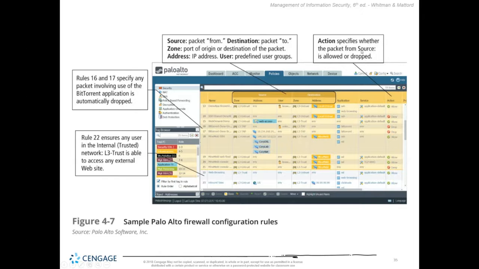Action is going to specify whether the packet from that source is allowed to go through or is dropped. So you'll see allow and deny. Once again, we go back to rules 16 and 17. Those are denied as they're coming through the BitTorrent application. Rule 22 ensures that any user in the internal network, the L3 trust, is able to access any external website. So we see there that web browsing and SSL are allowed through this.